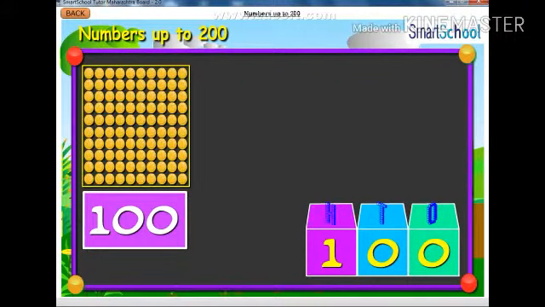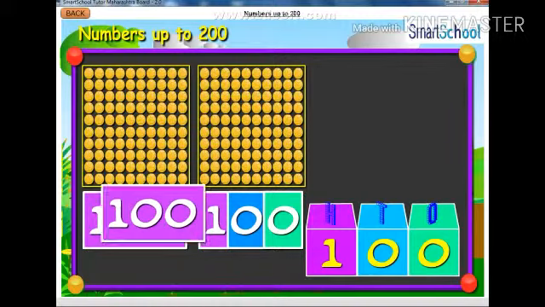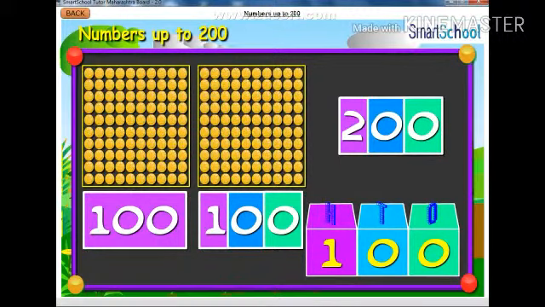Now in this case, we need to add 100 more laddus. Since 100 is added, we will be adding 1 to the hundreds digit of the number and 0 to both tens and ones digits. Hence the number will become 200. We call it as 200. So children, this is how we build up numbers up to 200.